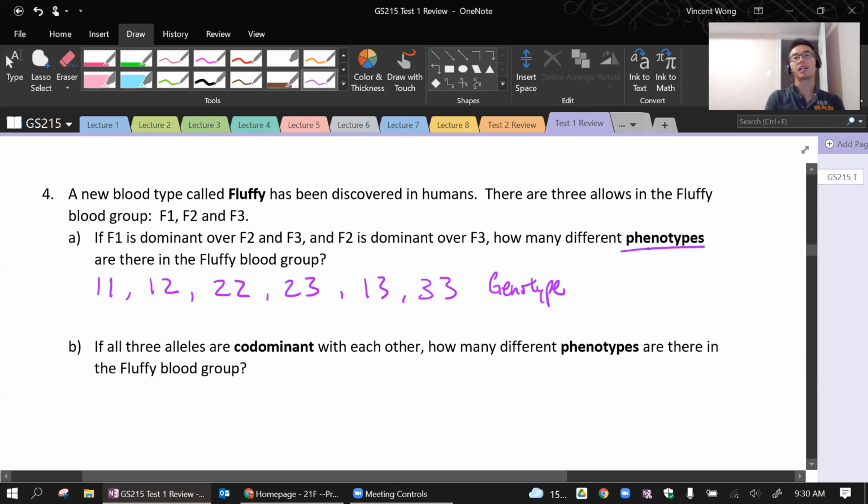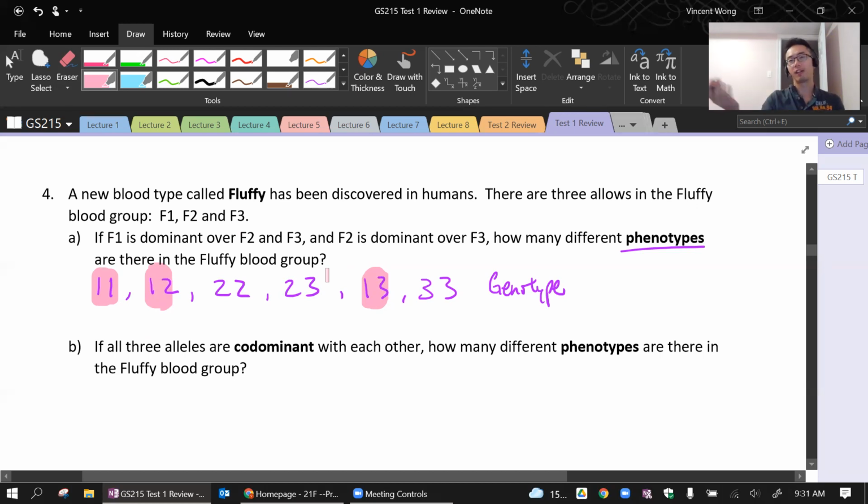Phenotypes are the expression of these genotypes, right? So how many phenotypes? Well, F1 is dominant over F2 and F3. That means if you have 1 and 1 together, it's just going to be 1 that's being expressed. If you have 1 and 2 together, 1 is going to be expressed because 1 is dominant over 2. If you have 1 and 3 together, 1 is going to be expressed. So 1,1, 1,2, and 1,3 will all be the same phenotype.